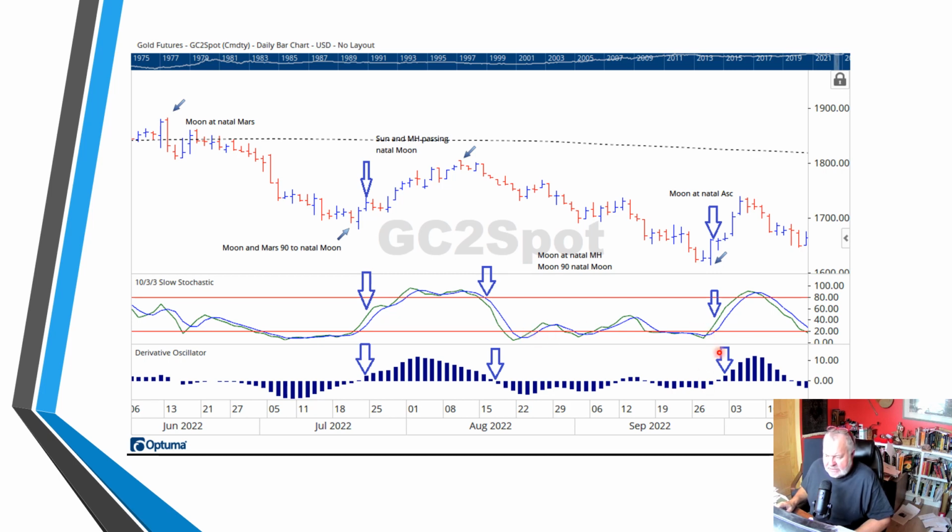slow stochastic. You get another cosmic event, this one Moon passing natal ascendant in late September. You get a positive confirmation on the stochastic. Your histogram bars turn positive. So yes, you could have bought it there. When would you have gotten out of it? Well, you would have gotten out when the stochastic curls over and falls beneath the upper boundary line.